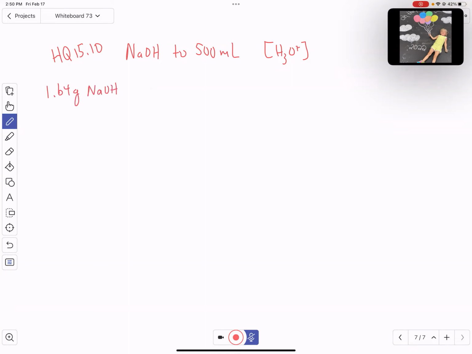So this is very similar to the question we just did about vitamin C, because they've given us mass, they've given us volume. We have to find molarity. So sodium hydroxide is approximately 40 grams per 1 mole. So 1.64 grams divided by 40. I've got approximately 0.041 moles of NaOH.